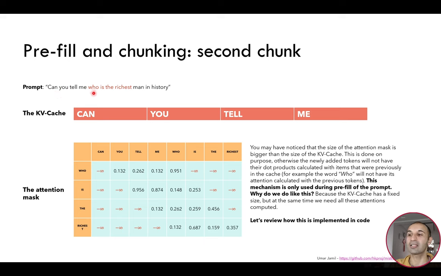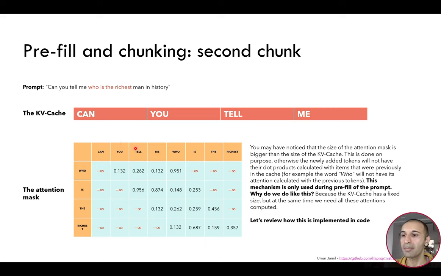So at the next step, the KV cache now contains the tokens of the previous chunk, can you tell me, but now the current chunk has become who is the richest. As query again, we take the tokens of the current chunk, but as keys and values we take the content of the KV cache plus the tokens of the current chunk. Why? Because when we were doing token generation, when I was teaching you the KV cache, we first appended the last output token to the K and the V, and we used it as the query for the next iteration. This is not what we do here. Here we first calculate the attention, and then we update the KV cache. When we build the query, we use only the tokens of the current chunk. And as keys and values, we take the content of the KV cache, so the content of the previous chunk, plus the tokens of the current chunk.